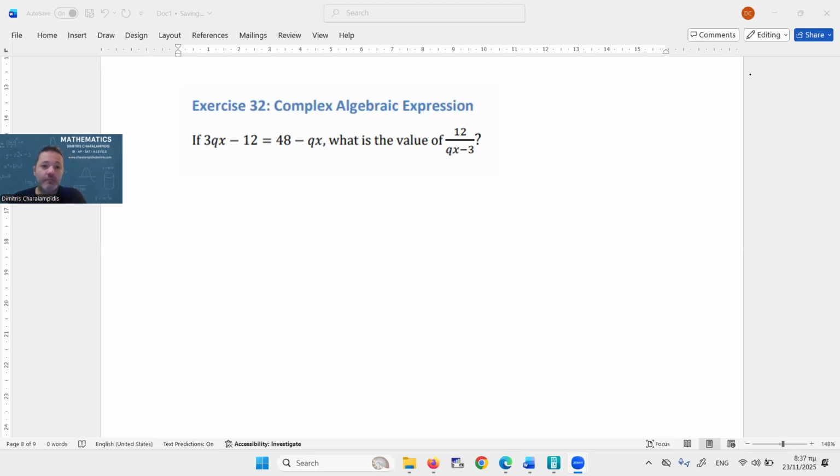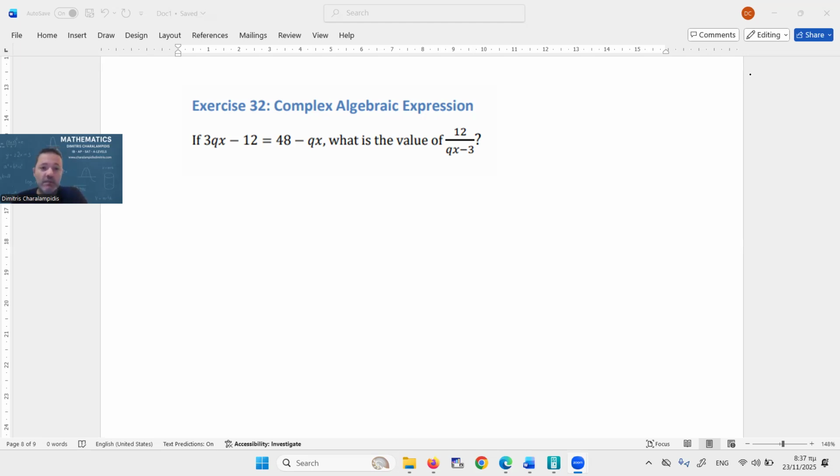Exercise 32. If 3qx minus 12 is equal to 48 minus qx, what is the value of 12 over qx minus 3? We have to do this one by hand. No calculator, not even Desmos, will be able to recognize two different unknowns, x and q. Okay, I'm going to do it by hand.